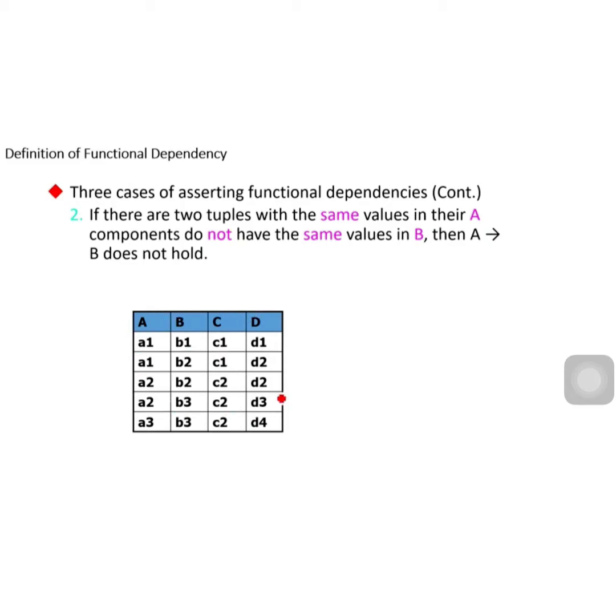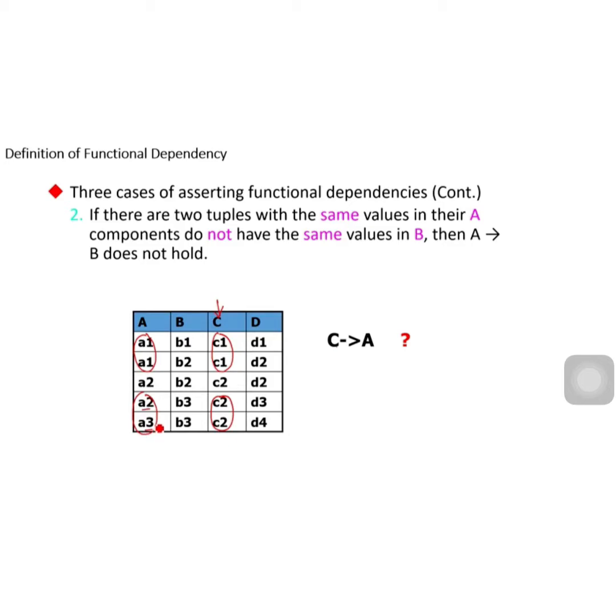Still this relation. Let's assert the FD C functionally determines A, and check the components on C. We find these two tuples with the same value in C, and they also have the same value in A. But we find these two tuples have the same value C2 in C, but the values in A are different, A2 and A3.